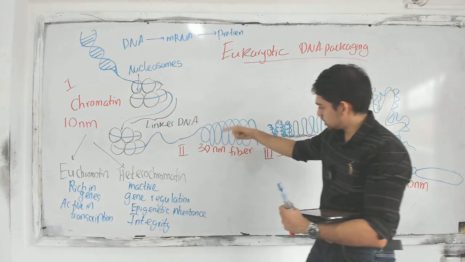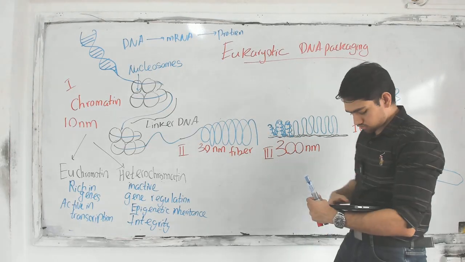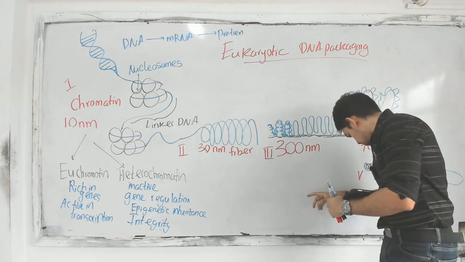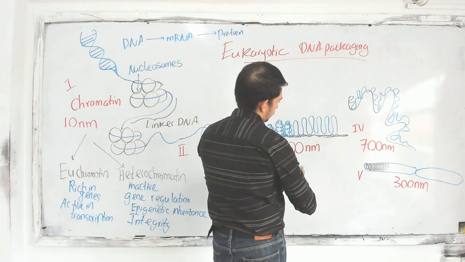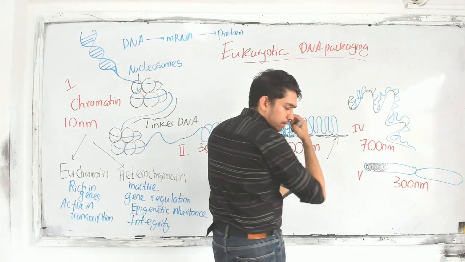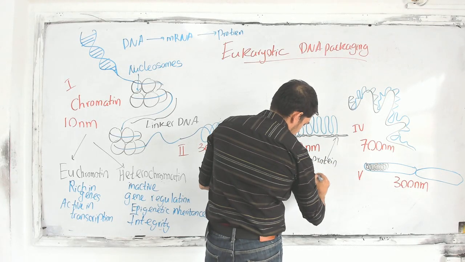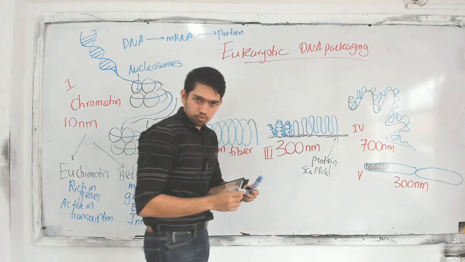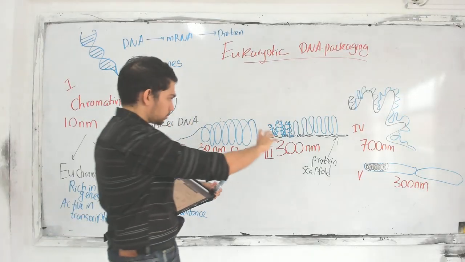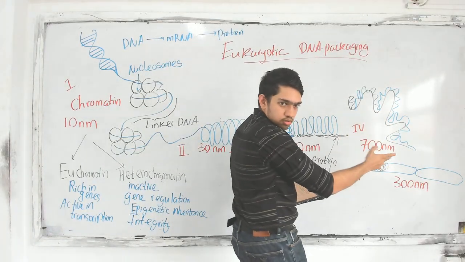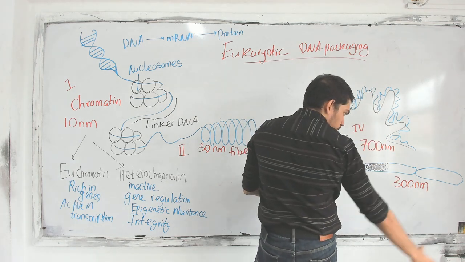Second level, they twist in a spiral fashion to form a chromatin fiber of 30 nanometer size. Then it arranges itself on a protein scaffold. This black color is called a protein scaffold. It's like a basement support. That is the size of 300 nanometers. This scaffold is going to fold, 700. That is going to twist again.